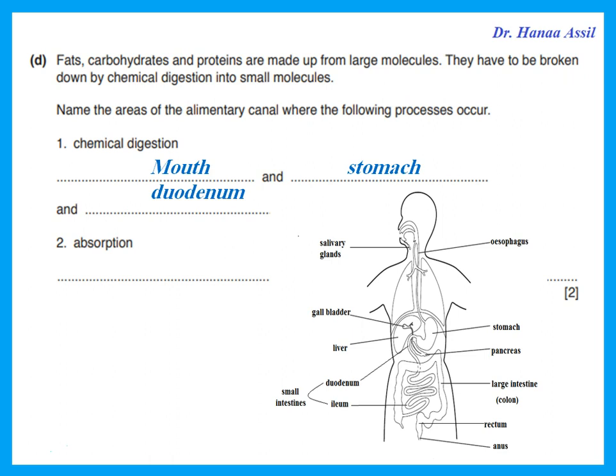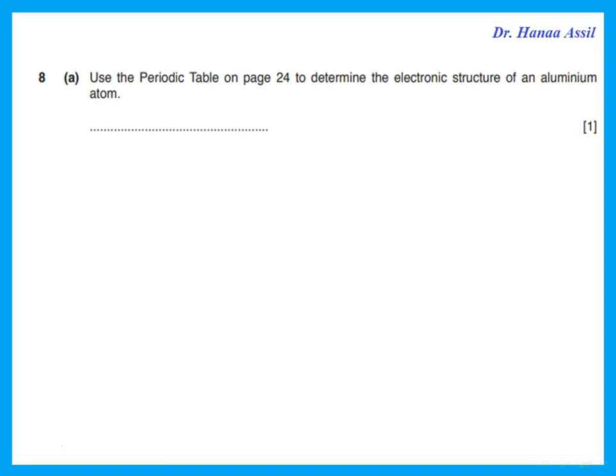In the mouth, I have saliva that contains amylase enzymes. The stomach contains pepsin that breaks down proteins. And in the duodenum, which is the first part of the small intestine, we also have enzymes. So chemical digestion happens in all of these. Now, where does absorption happen? Remember that all the digested food is absorbed into the blood in the second part of the small intestine, which is the ileum.